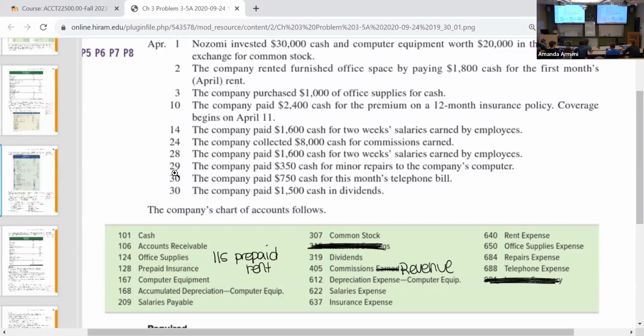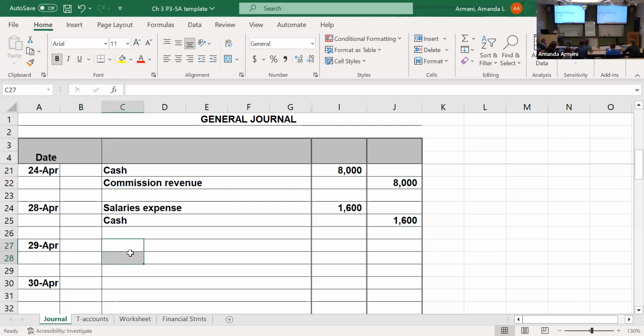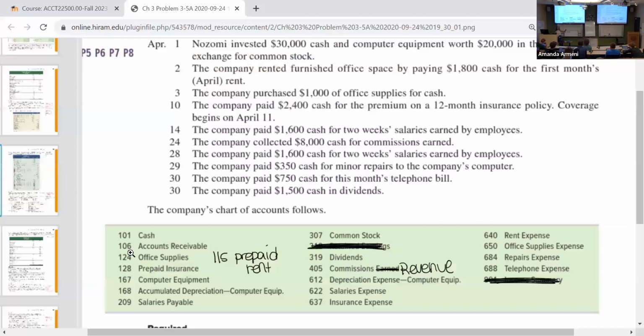Cooper. Repairs expense. Right? So again, we didn't do one exactly like that in our previous examples, but you know how to account for a payment of cash. You know what that means. Cash is going to be your credit. And then you can look at your chart of accounts and think, which one makes the most sense for me to use when I have repaired some of my computer equipment, right? Repairs expense. You incurred the expense of having that equipment repaired. Everybody cool on that one? The 29th.